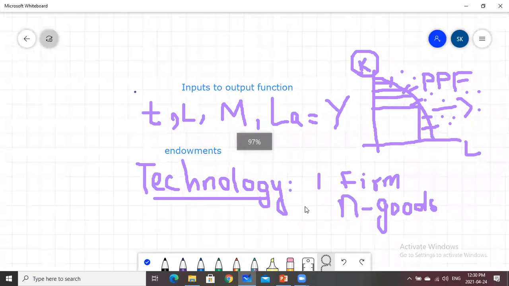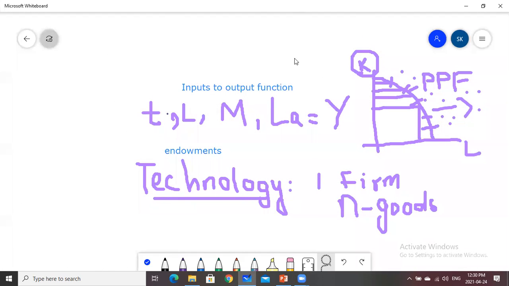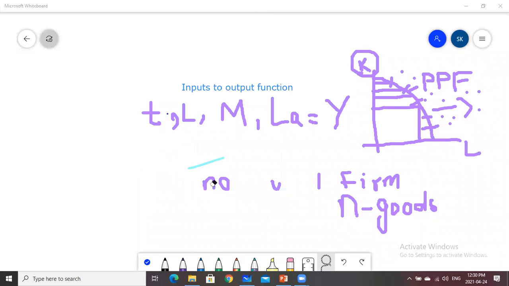Okay, what is that, some amount of labor and capital both for the firm? We will move towards that and we will study it in detail. Okay.